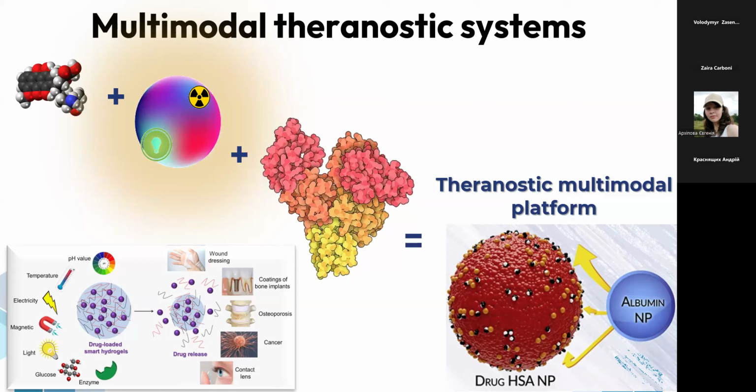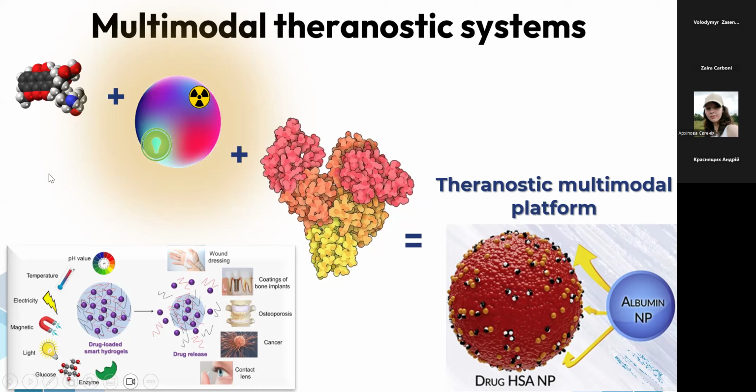And we actually succeeded in conducting such a design and preliminary evaluations. What we have done is, we used the antineoplastic drug doxorubicin. We used two visualizing agents, a radionuclide and a fluorescent dye, and incorporated all of them into the protein carrier, which was represented by albumin, to generate the theranostic multimodal platform.